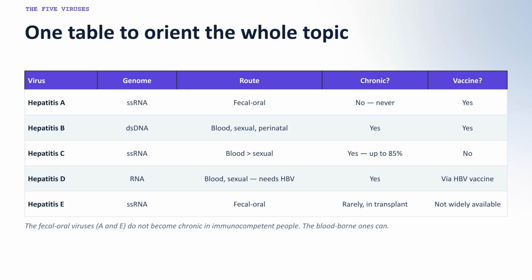Here is the orienting table. Hepatitis A is a single-stranded RNA virus spread fecal-orally, and it never becomes chronic. Hepatitis B is a double-stranded DNA virus spread by blood, sexually, and perinatally, and it can become chronic. Hepatitis C is single-stranded RNA spread mostly by blood, and it becomes chronic in up to 85%. Hepatitis D is RNA, and it requires hepatitis B to exist. Hepatitis E is single-stranded RNA spread fecal-orally, and it only becomes chronic in transplant patients. Vaccines exist for A and B.